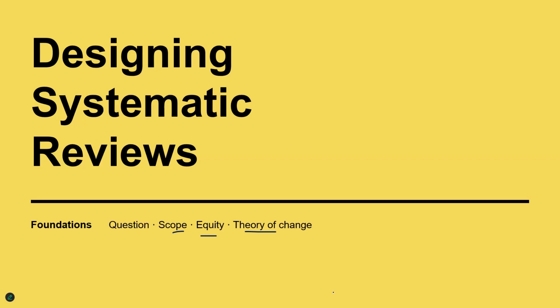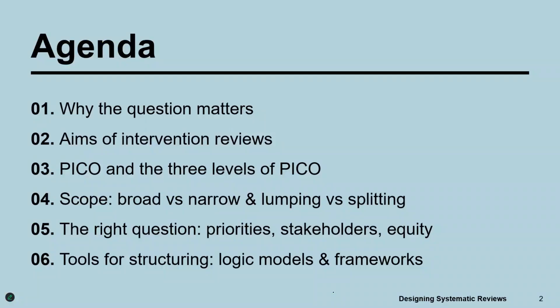Let's begin. Here's the roadmap. We'll start with why the question matters and look at what intervention reviews can actually do. Next, PICO and its 3 levels. Then scope decisions, broad versus narrow, and lumping versus splitting. After that, how to make sure you're asking the right question, including equity. Finally, practical tools, logic models, and frameworks like TIDieR.